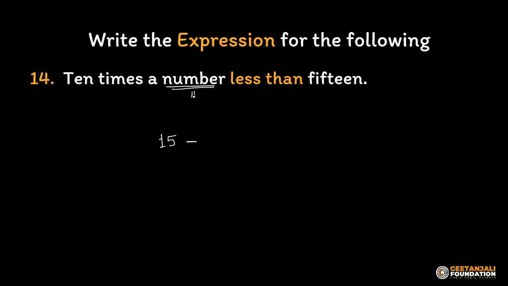Again, this is a variable. I didn't know the value of it, so I took n for this. So 10 times the number will be 10n. So 10 times a number less than 15: 15 minus 10n will be your expression. It cannot be 10n minus 15. Be careful while writing. When a less than kind of phrase comes, you will have to write the thing which comes later first, and the rest of the part afterwards.